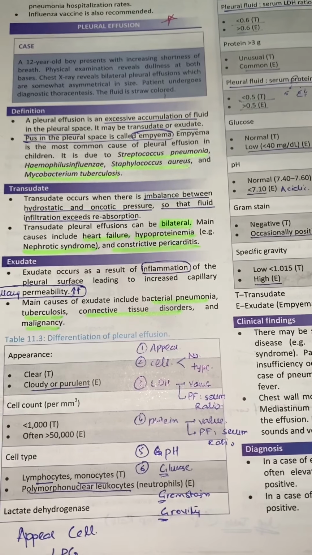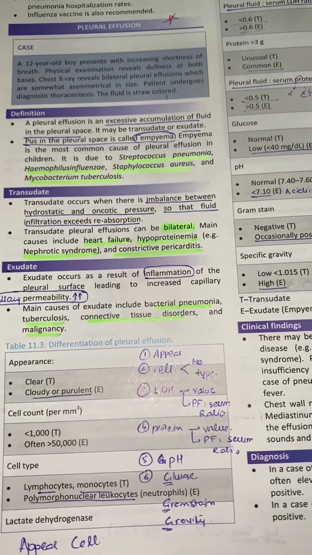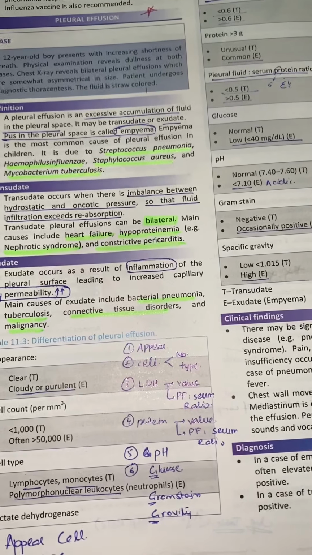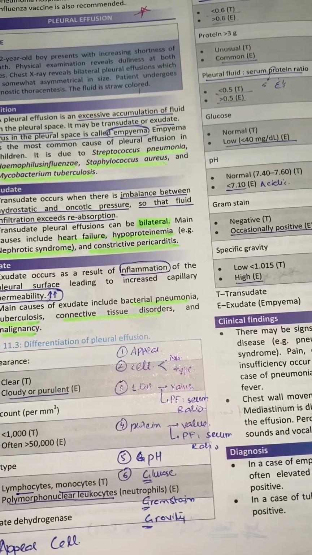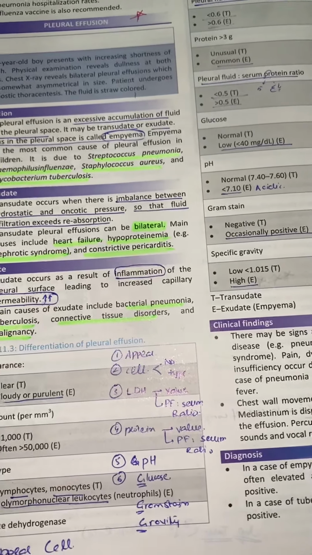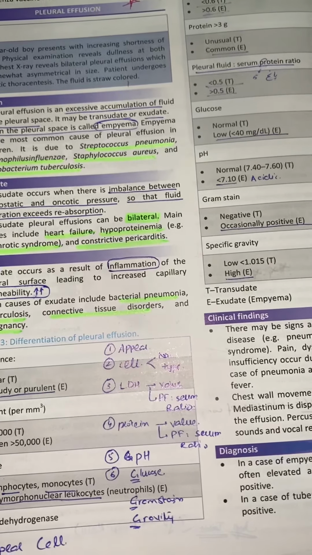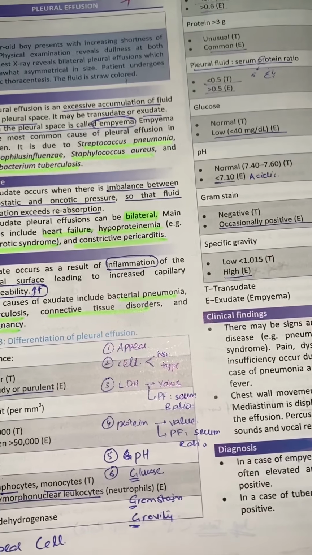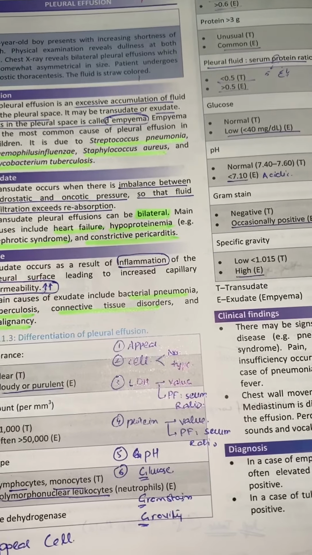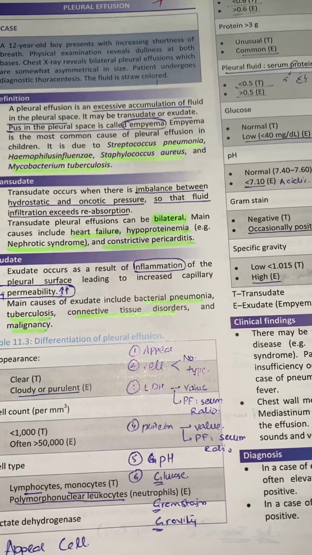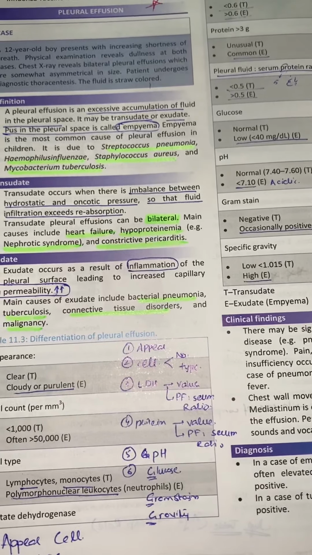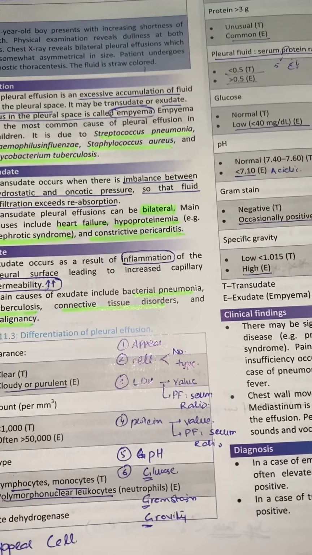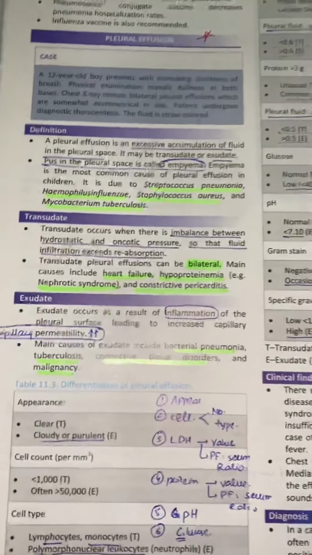While what is transudate? Transudate occurs because of an imbalance between capillary pressures, hydrostatic pressure and oncotic pressure, that leads to fluid loss from the capillaries. Since it is a difference of pressures, we can recall that it will occur all over the body. Factors are heart failure, hypoproteinemia, nephrotic syndrome, and constrictive pericarditis. Since these are common causes, this transudate type of pleural effusion will be bilateral, on both sides of the pleural cavity.